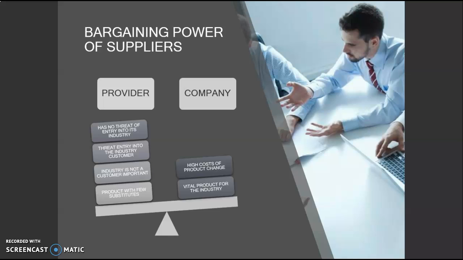Suppliers may threaten to enter their customers' industry and use their inputs to manufacture products that would directly compete with those of existing companies in the industry. Companies operating in the industry cannot threaten to enter their supplier sector and produce their own inputs as a tactic to lower their prices.